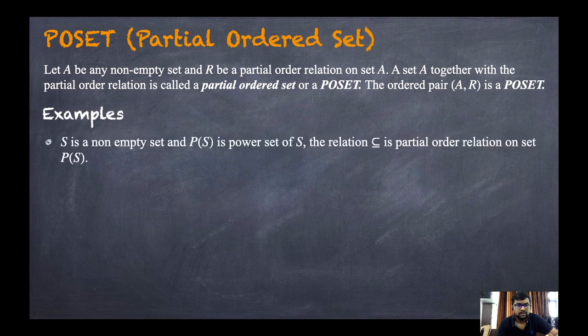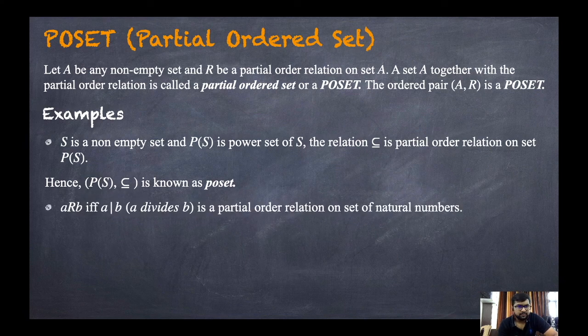Examples. First, S is a non-empty set and P(S) is the power set of S. Then the subset relation, which we just discussed, is a partial order relation on the set P(S). Hence the ordered pair (P(S), subset) is known as a poset.